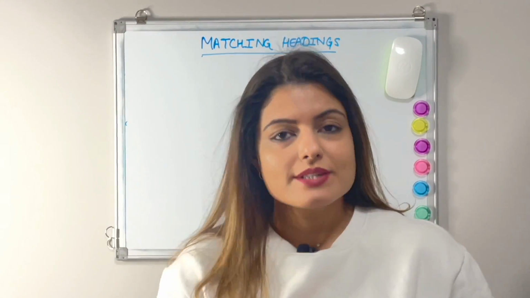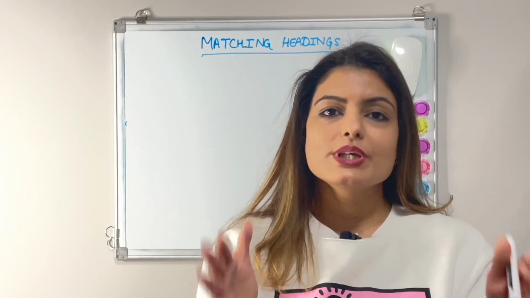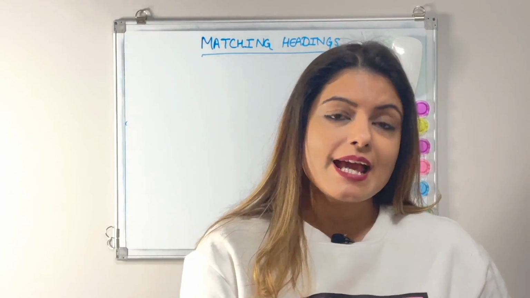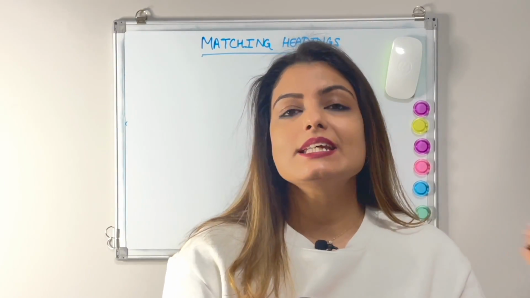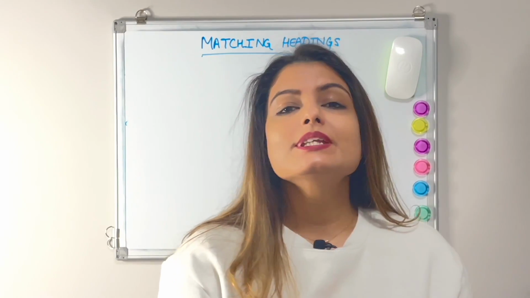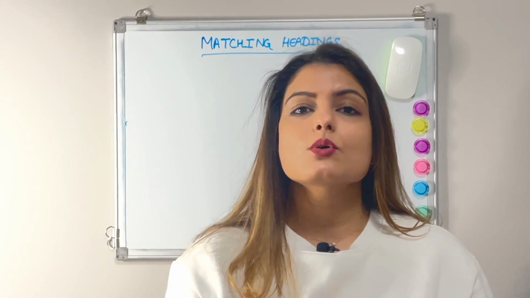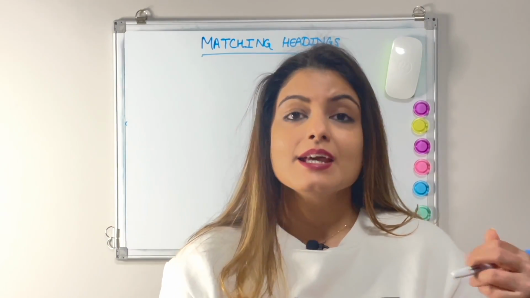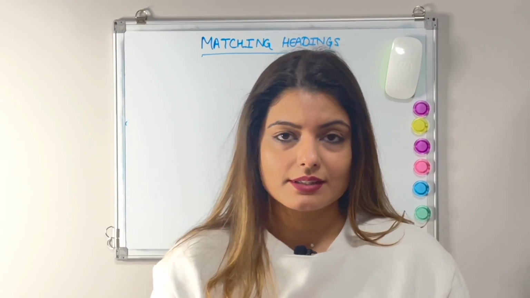There are two ways in which you can approach this type of question. The first way is that you read all the headings first and try to figure out the main idea or the keyword in each heading. After reading the headings, you read the paragraph, keeping those keywords or main ideas in your mind. This way you will be able to match things more easily.